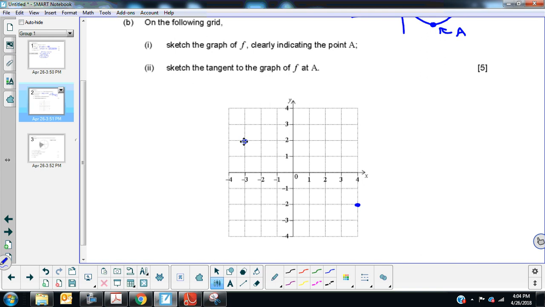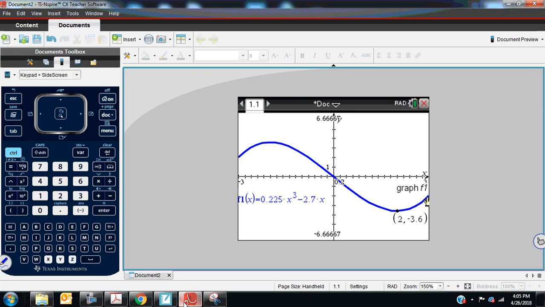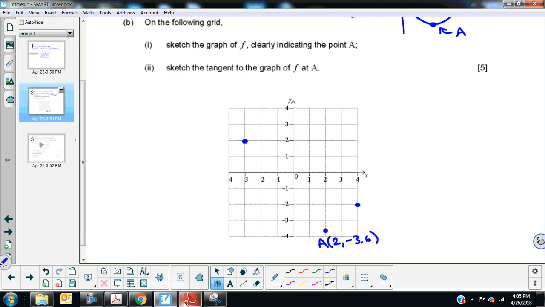And we know that there was a minimum point at (2, -3.6). So I can attempt to show where that would be. And I'm going to label it. It says clearly indicating the point A, so I'm going to label it A. And it also generally wants our intercepts to be accurate, or as close to accurate as you can. And it looks like it crosses right at 0, 0. So that's an easy one.